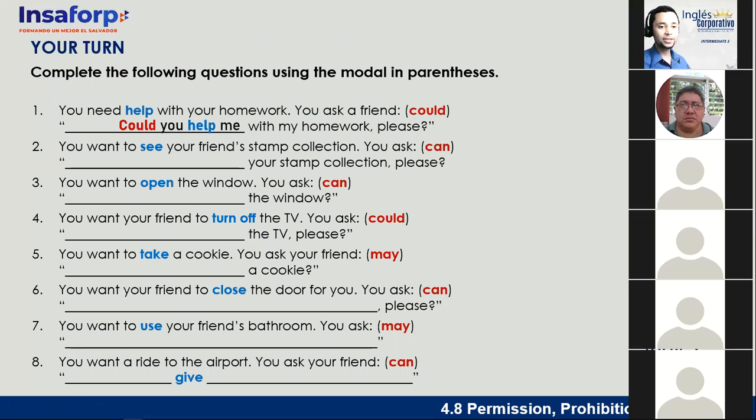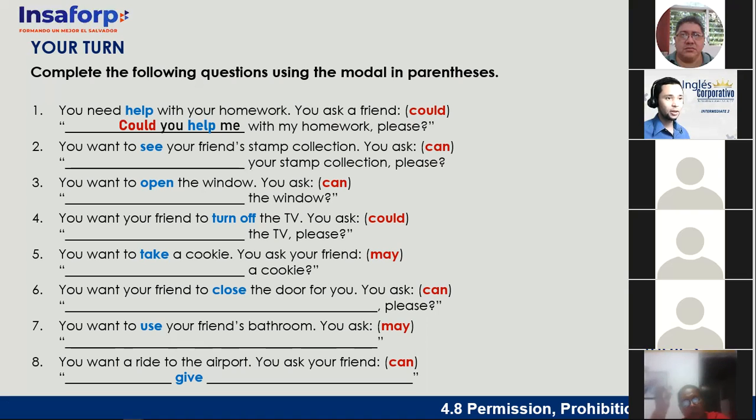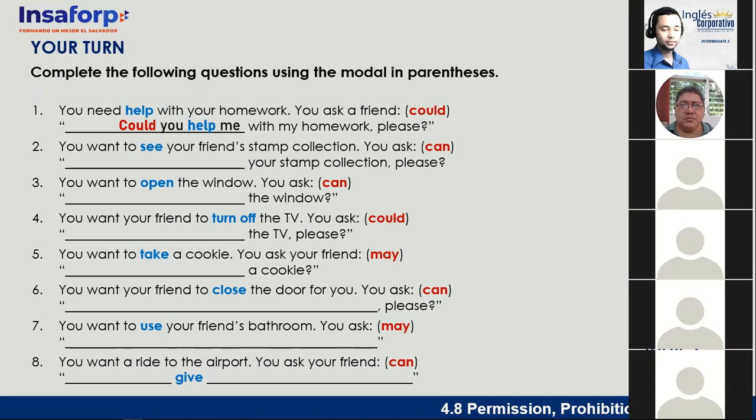What about number two? You want to see your friend's stamp collection. You ask using can. Volunteer, please. Who wants to participate? Rodrigo. Can I see your stamp collection, please? That's right. Correct. You are asking for permission to see the stamp collection. Very good. Number three, you want to open the window. You ask using can. Volunteer, please.